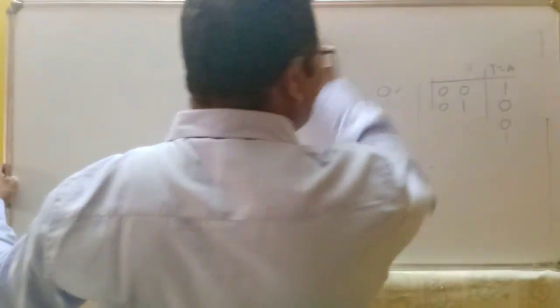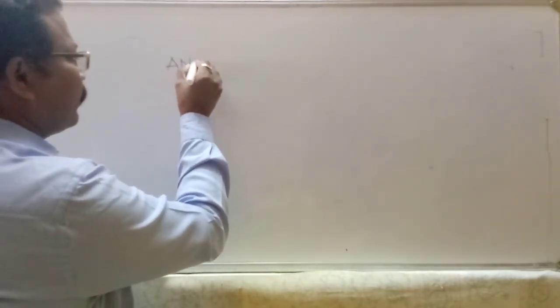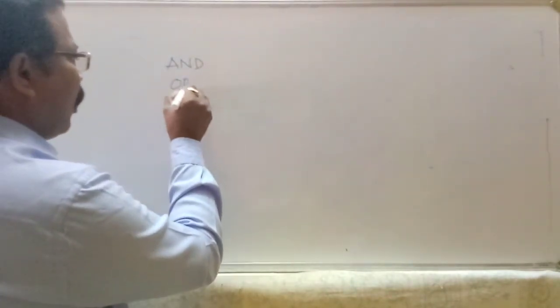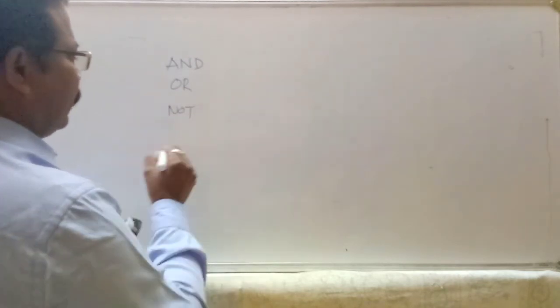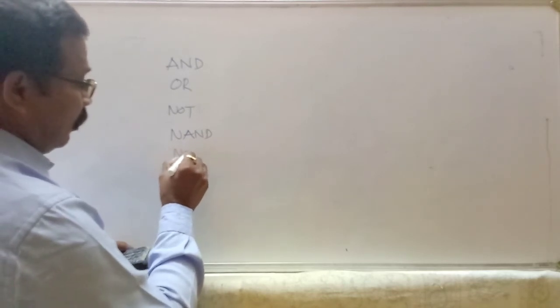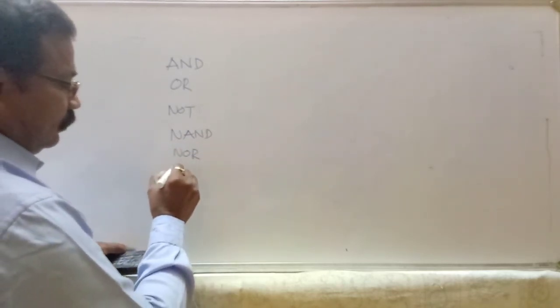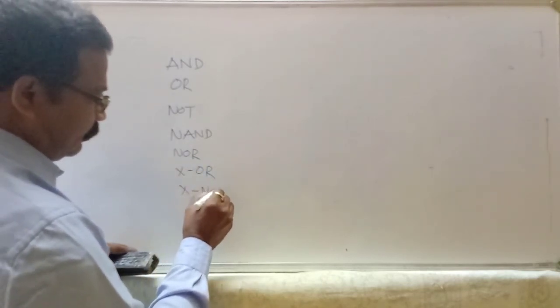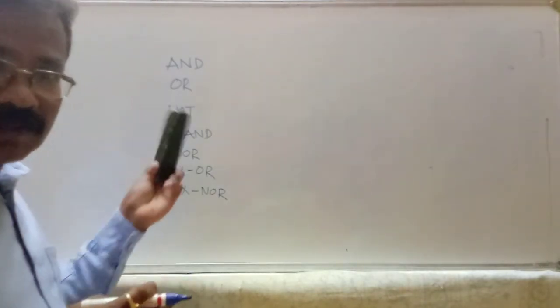Up to this, we have discussed the 7 logic gates. They are the AND gate, OR gate, NOT gate, NAND gate, NOR gate, XOR gate, and XNOR gate. These are the 7 logic gates.